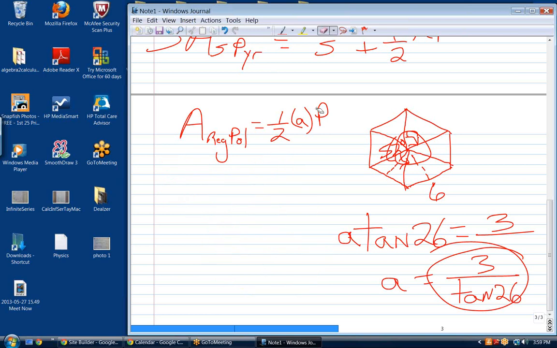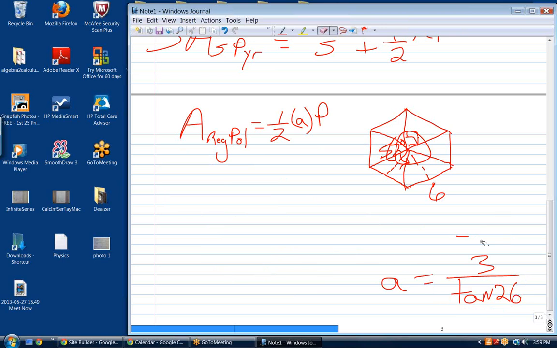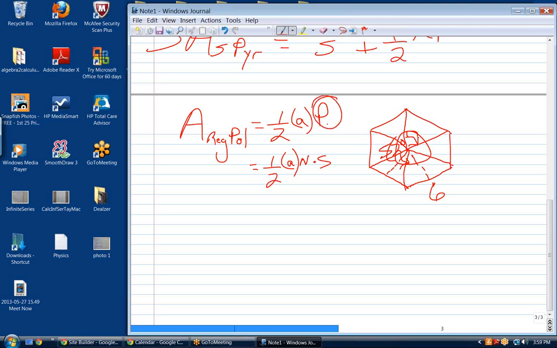Just make sure you know this P stands for perimeter, because this can be written a different way. The way I actually prefer it to be written is 1/2 the apothem. Well, P is the number of sides times the side length. We always need to do that. In other words, we're never given the perimeter outright. We're always given a side length, so you always have to multiply the number of sides times the side length to get the perimeter. Right. All right.